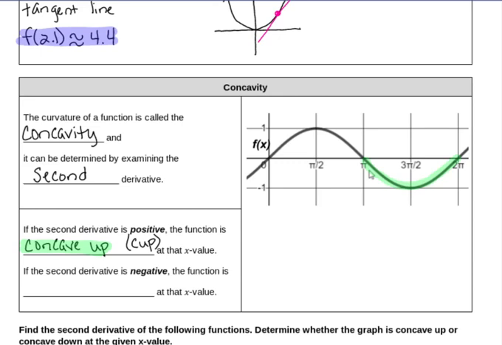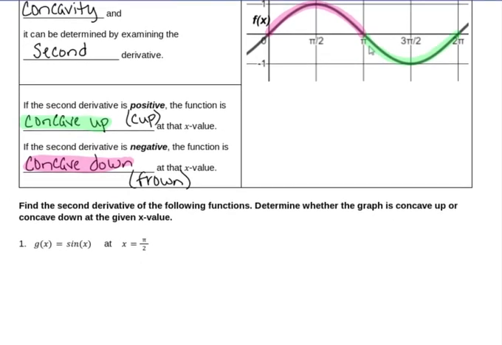If the second derivative is negative, then the function is concave down at that x value. Concave down is going to look like a frown. So concave down, if we look at our graph here, that's going to be from 0 to pi. That looks like a frown, right? What that means then is if we were to find the second derivative and evaluate it, then we would have a negative value.